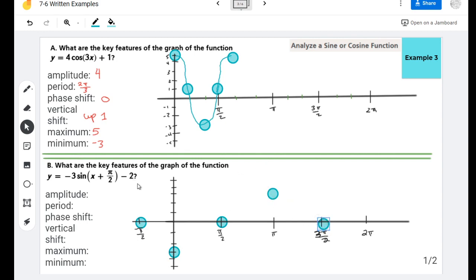And then this -2 is saying to shift everything down by 2. So there's down 2, down 2, down 2, down 2, down 2. And I recommend labeling these points so that you know what they're at.